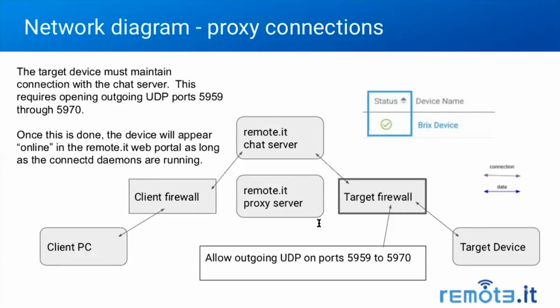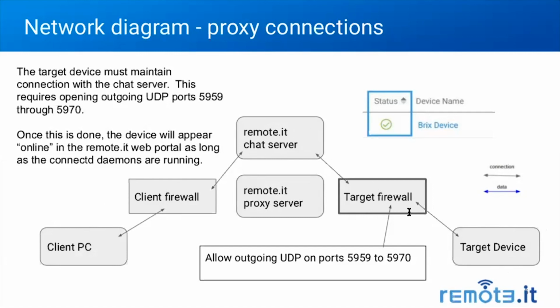Here's a little diagram that shows what happens when you make a proxy connection. You on your PC are over here by your client PC going through a client firewall, and then you connect to a remote chat server. And the device, which has the Connect daemons installed on it over here and running, connects through your target firewall up to the remote chat server.